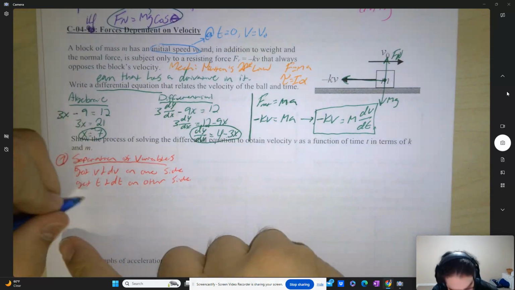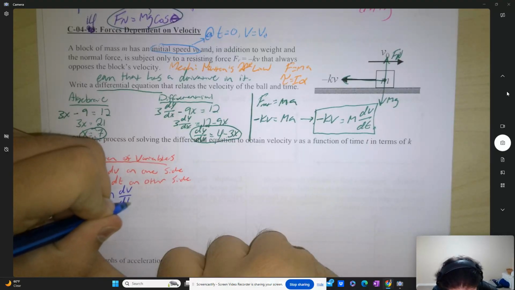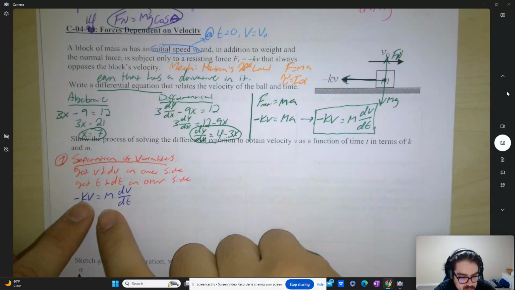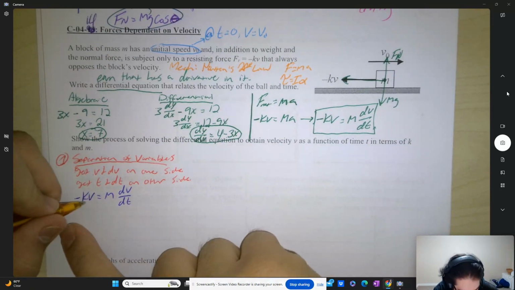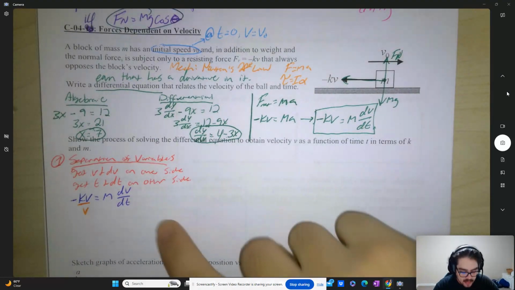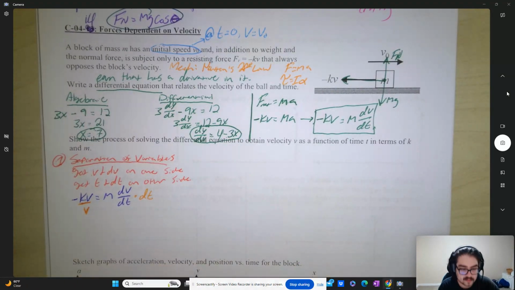Now what I'm going to do is take my expression up here: negative kv equals m dv over dt. I need to figure out what I can do to get the v and dv on one side and then dt and t on the other side. Well, we don't have any t's, so we don't need to worry too much about that. But we need to get the v's on the same side. The easiest way, in my opinion, is to divide by v on the left-hand side, and then multiply by dt, so that's going to multiply to both sides.